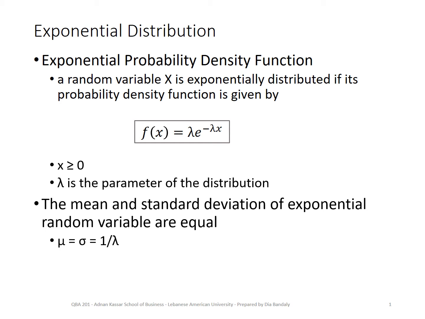So what is lambda? Lambda, in fact, is the inverse of the mean of the values of that variable. And what's very specific about an exponential distribution is that the mean is equal to the standard deviation. And these two are equal to the inverse of lambda, which is the parameter of this distribution.